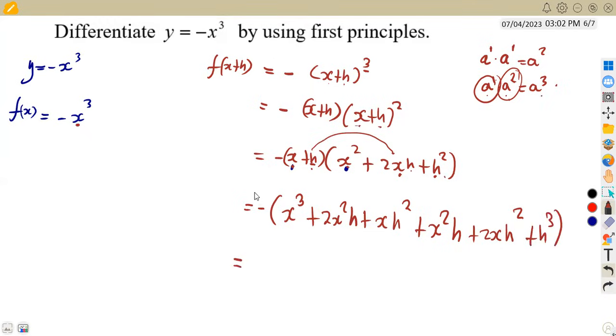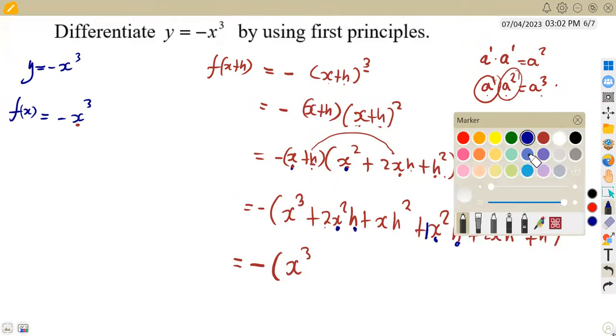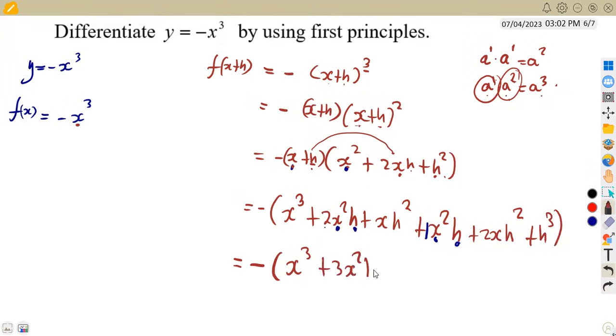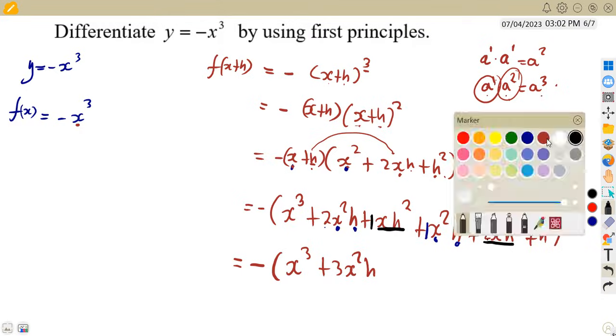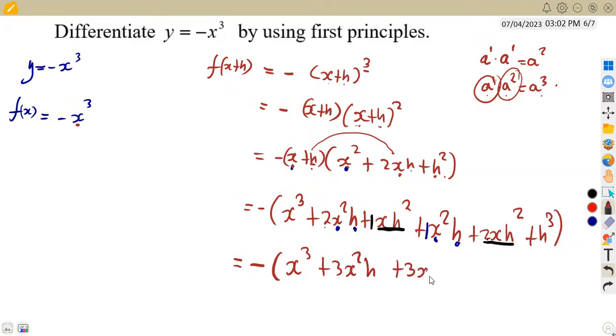Now we can expand by our negative, or we can collect our like terms before. Let us just collect our like terms because we've got like terms here. So that will be negative x cubed. Here we've got like terms, x squared h and x squared h. This is same as 1, so it's 2 plus 1, which is 3. So this is going to be 3x squared h. Also, we've got like terms here, xh squared and xh squared. This is same as 1 here, so it's 1 plus 2, which is 3 also. So this is going to be 3xh squared. Then the last term is h cubed.